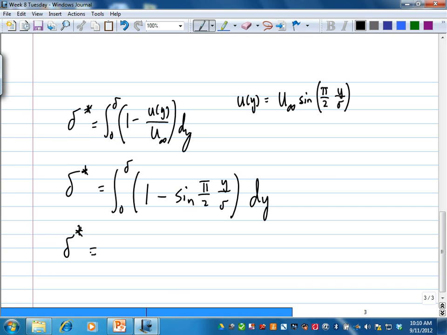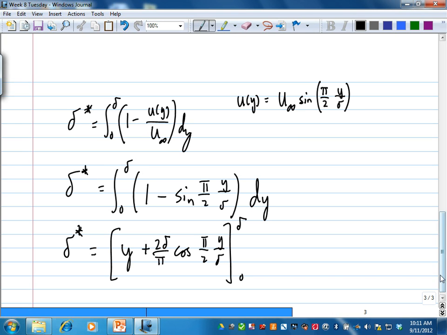Del star is equal to 1 becomes y, sine becomes plus cos of pi over 2 y over del, times 2 del over pi. Is that correct? If you integrate cos, you get minus sine, and you multiply by 2 del over pi, they should cancel out. If you differentiate this one, you should get back that one. Sometimes differentiation is easier than integration, so if you want to check, just differentiate.